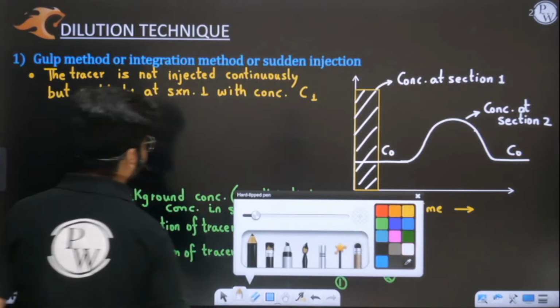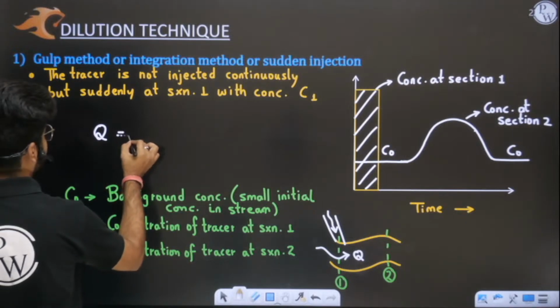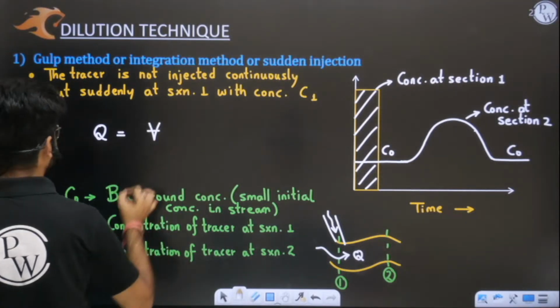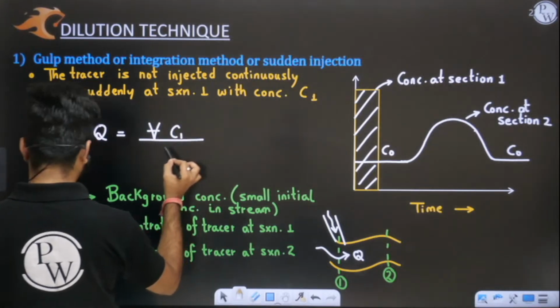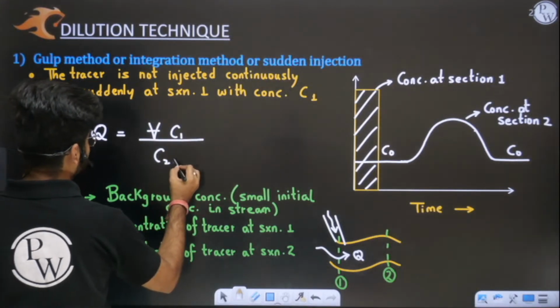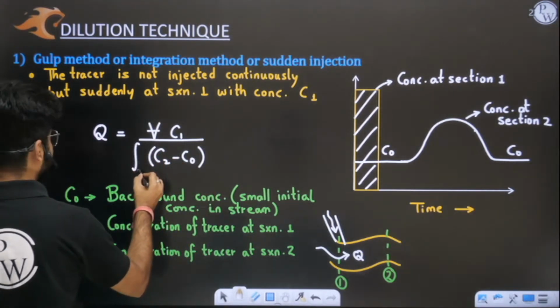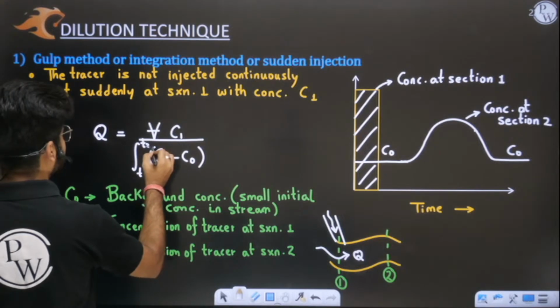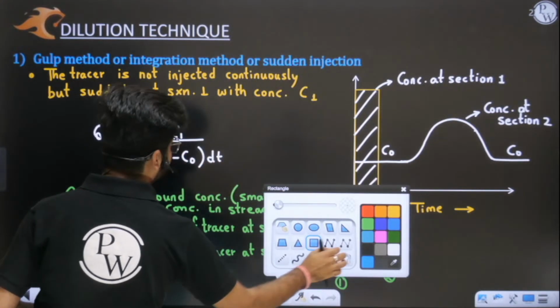If I am doing all this, how do I find the discharge? We will use a simple formula. To find the discharge, simply multiply the volume of tracer by C1, divided by the integral from T1 to T2 of (C2 minus C0) dt. I will make you understand this entire formula.